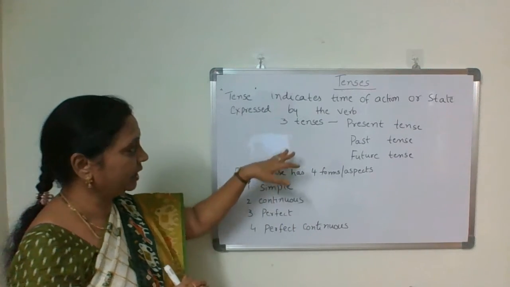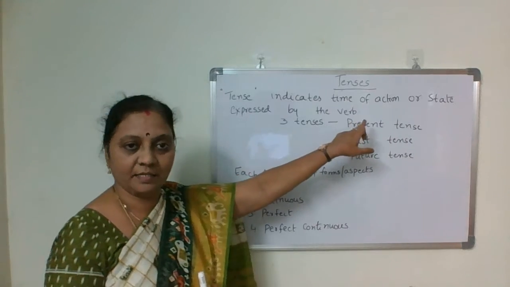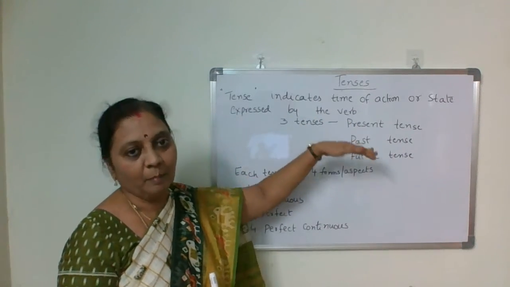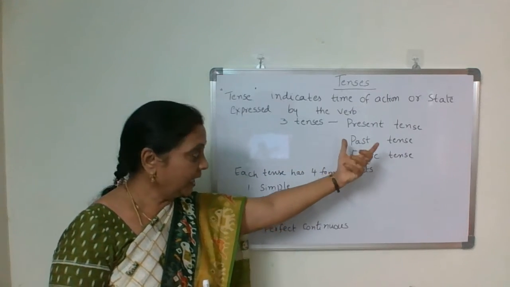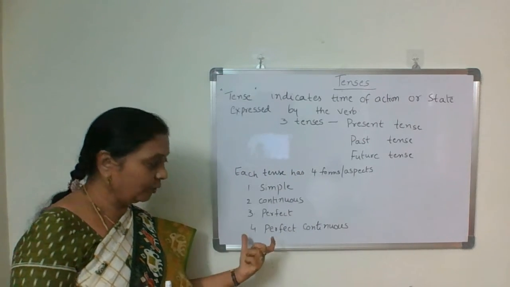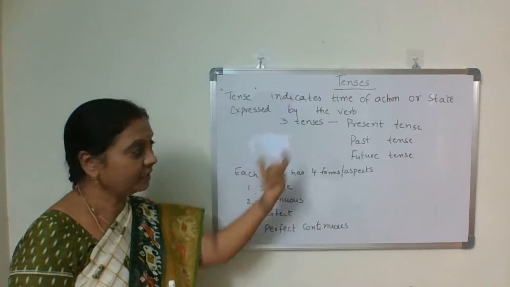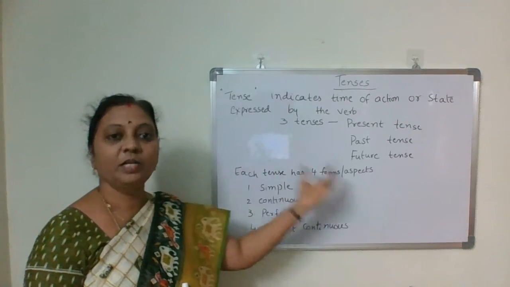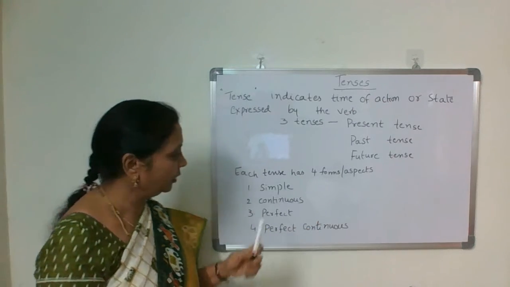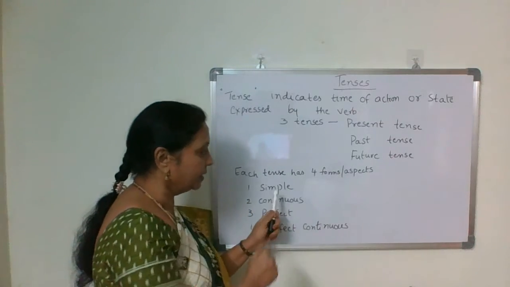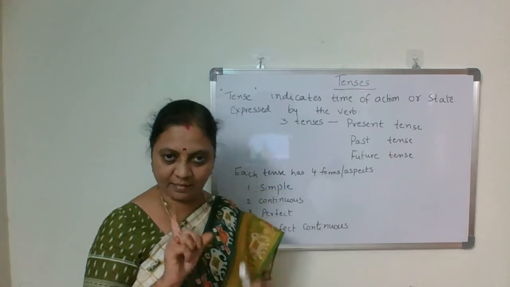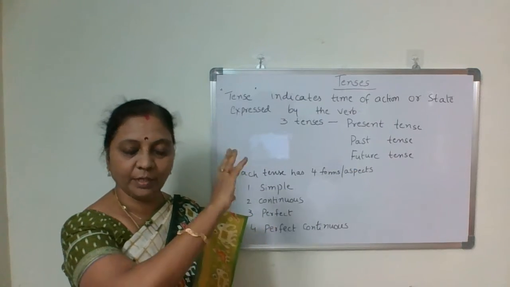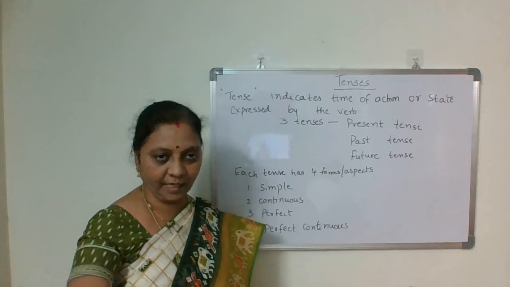You just see once again, look at these three tenses. Based on the time of action, we have three tenses: present, past and future. Again, each tense has four aspects. So 3 into 4, total 12 tenses. How? If you take it like this: simple present tense, the first one. We do each tense in detail.